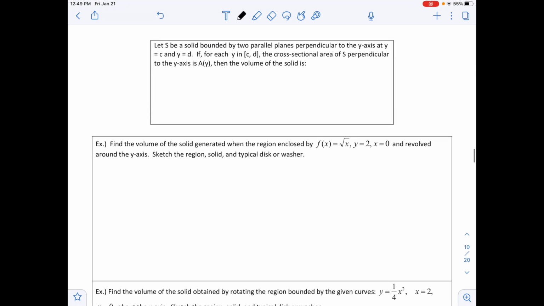So on the next page, it says, let S be a solid bounded by 2 parallel planes perpendicular to the y-axis and at y equals c and y equals d. If for each y in [c, d], the cross-sectional area of S perpendicular to the y-axis is A(y), our volume would be the integral from c to d of the area with respect to y times dy, since we would be integrating this with respect to y, and that width would be delta y.